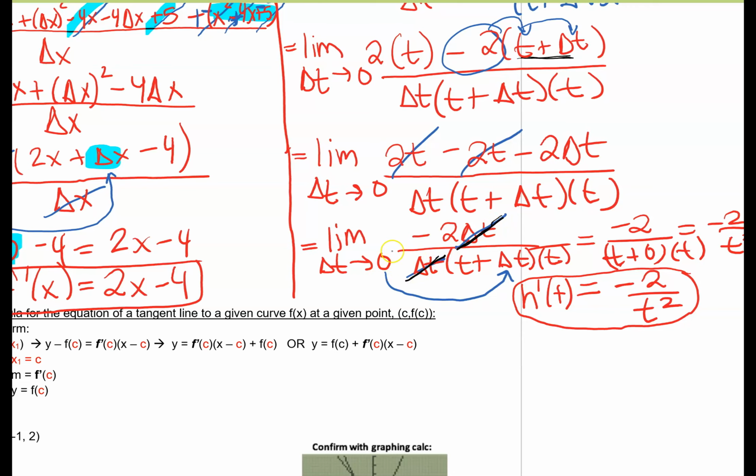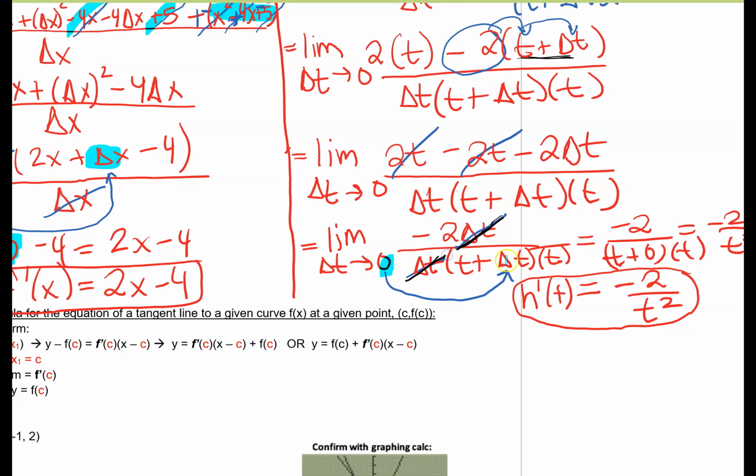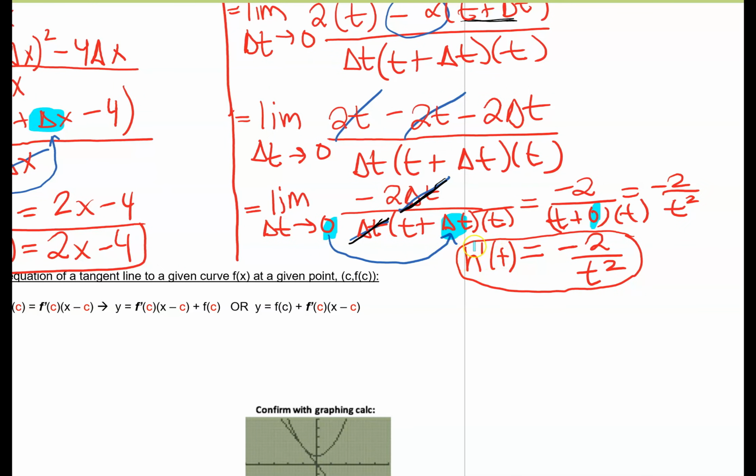And then I could plug 0 in for the remaining delta t. So that happened right here and here, which ended up giving me just a t squared in the denominator. And so that was my derivative, my h prime of t. We want to use the right notation here, was equal to -2 over t squared.